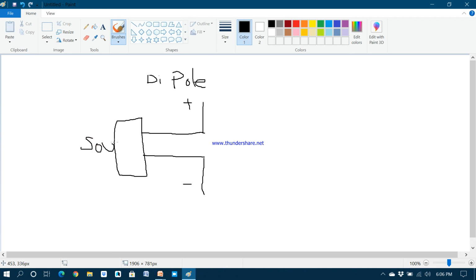This is what we call a source, and this is what we call a transmission line. So when this source is excited, suppose this source is a voltage source, then automatically this dipole is excited. So automatically here an electric field and a magnetic field are produced.